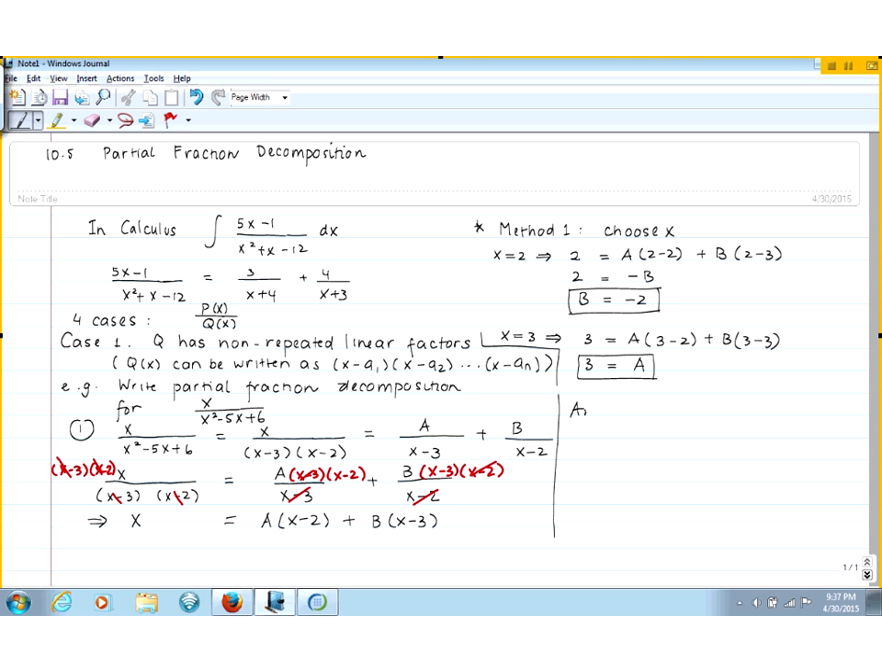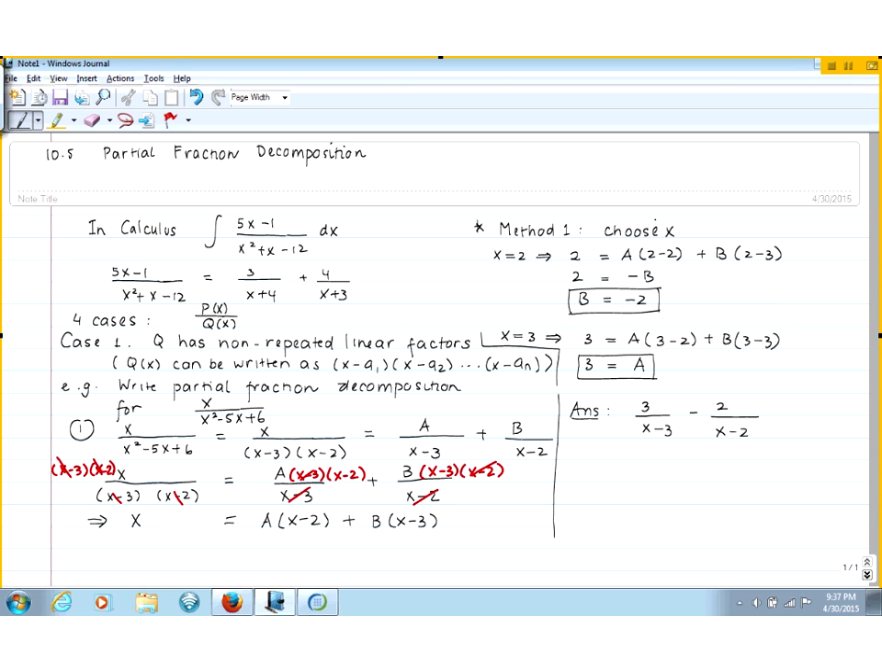Alright, so we solve for a and b. Then we have to write down the answer. So the answer is a over x minus 3, so 3 over x minus 3, plus b, so plus b is minus 2 divided by x minus 2. So that is method 1.